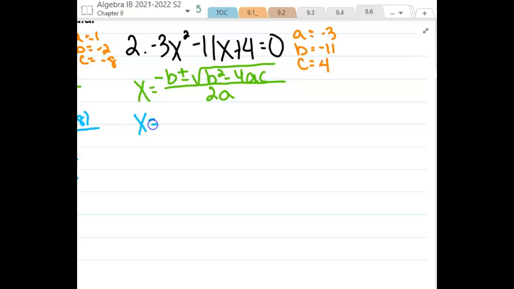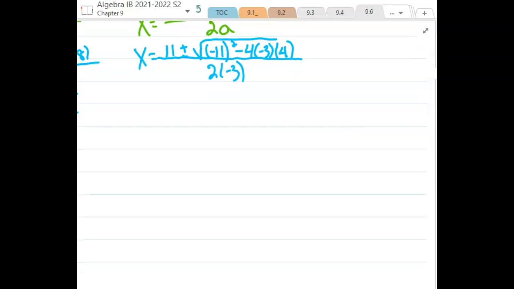So we're going to do x equals, first thing, I need the opposite of b. What's the opposite of b? Positive 11 plus or minus. We are going to be excellent students and write all of our substitutions in parentheses. So we're going to do in parentheses negative 11 squared, b squared, minus 4ac. So A is negative 3, C is 4, all over 2 times A, which is negative 3.